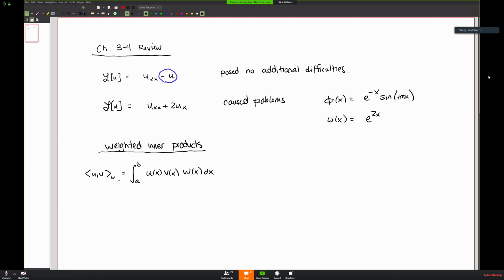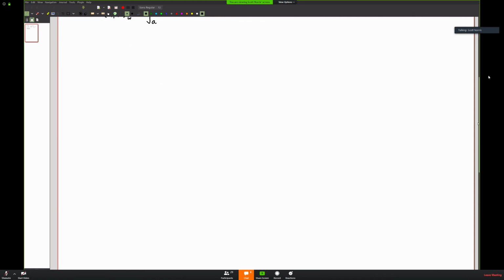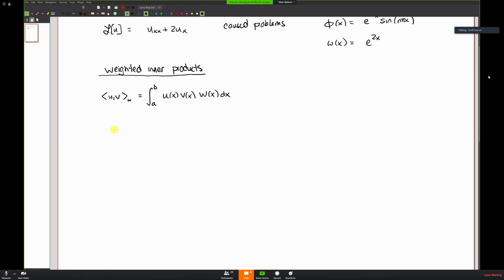All right, and so this worked out really well, and we decided to sort of generalize that approach. Okay, so first we defined a weighted inner product, and then we defined Sturm-Liouville form.